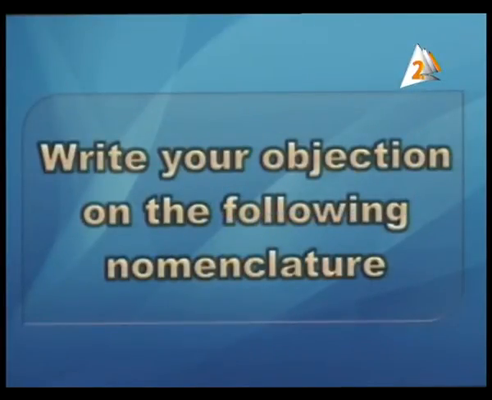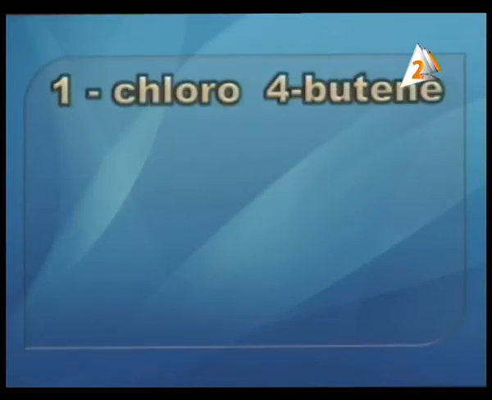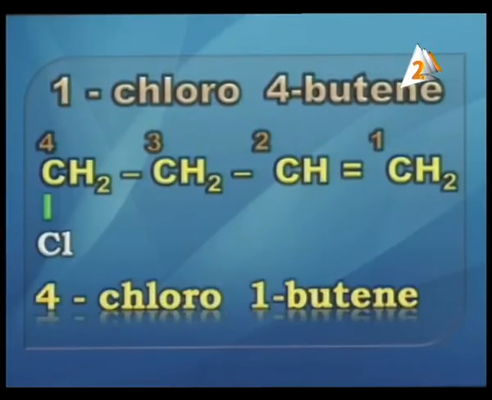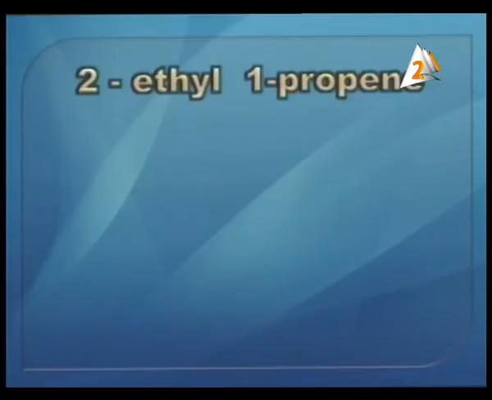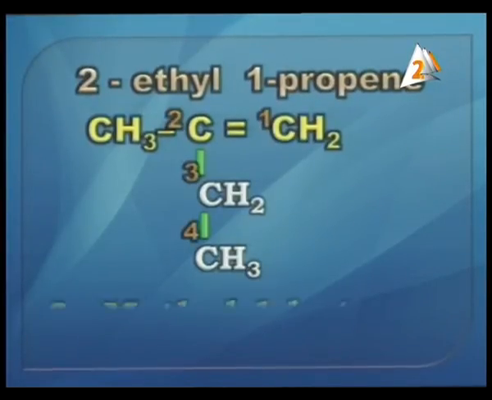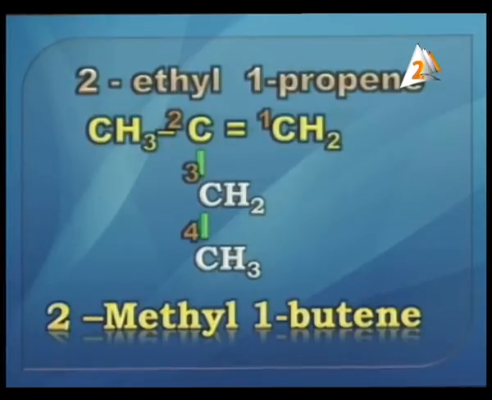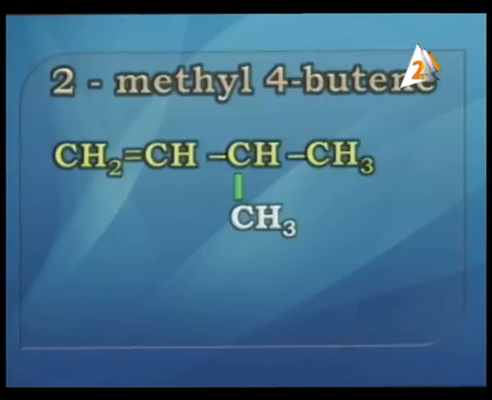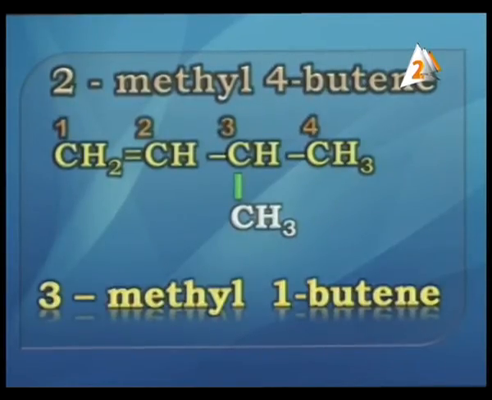The next type of question, write your objection on the following nomenclature. 1-chloro-4-butene, yes, it will be 4-chloro-1-butene. 2-ethyl-1-propene, yes, it will be 2-methyl-1-butene. 4-methyl-4-butene, if you draw it, yes, the correct name will be 3-methyl-1-butene.